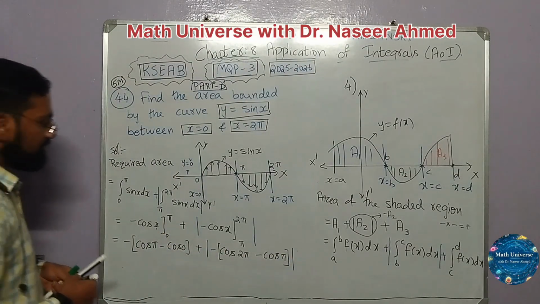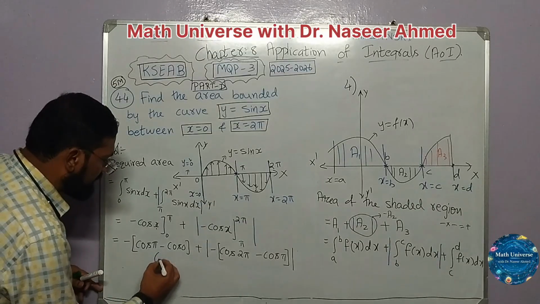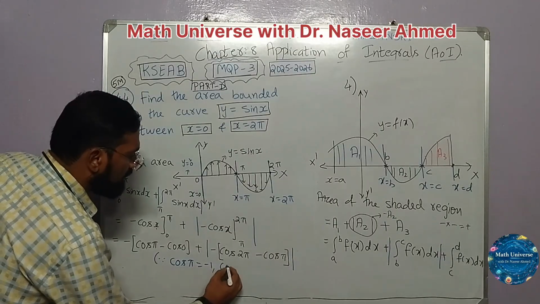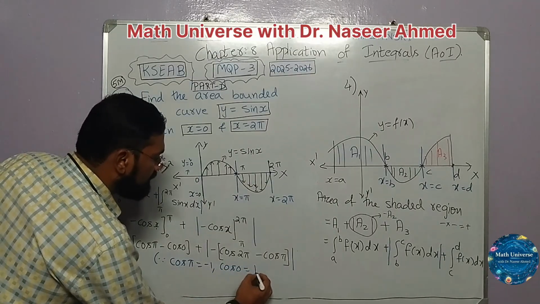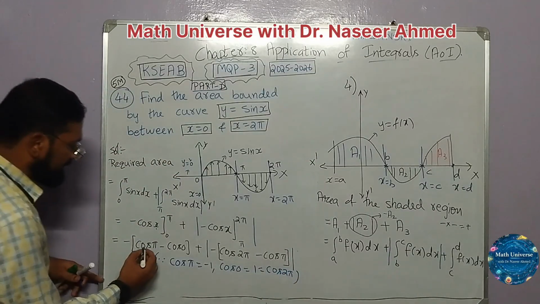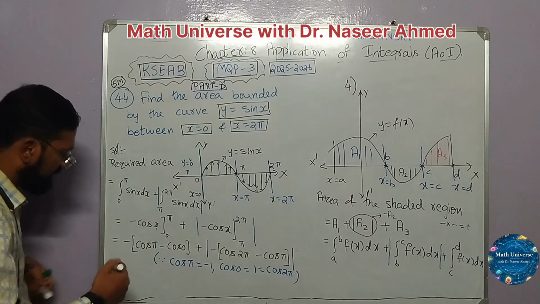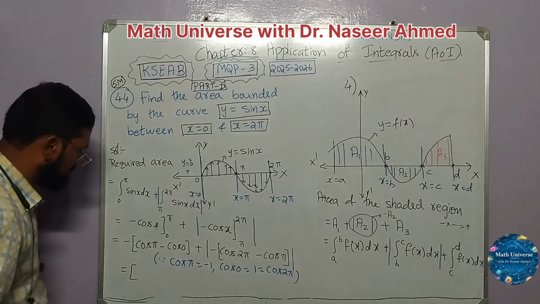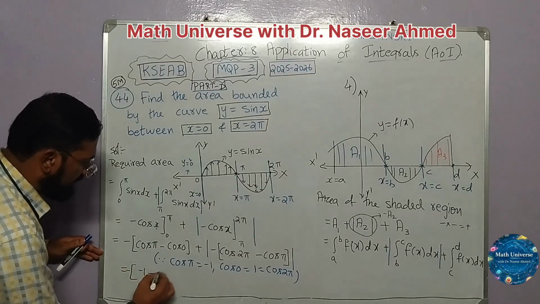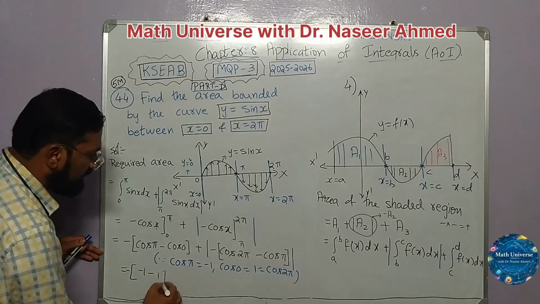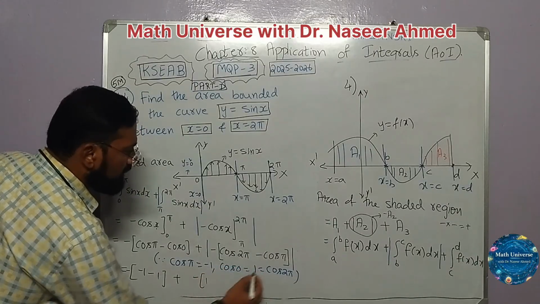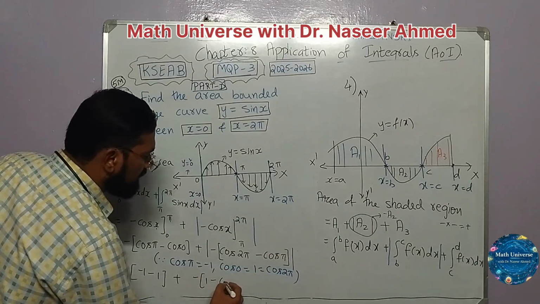Now let us recall some of the formulas of first PUC. What is cos pi? It is minus 1. What is cos 0? It is 1. Even cos 2 pi is also 1. So let us apply them one by one. Cos pi, minus out first. Cos pi is minus 1, then minus cos 0, from here it is 1. Then plus of minus out, cos 2 pi, cos 2 pi is 1, then minus cos pi is minus 1.